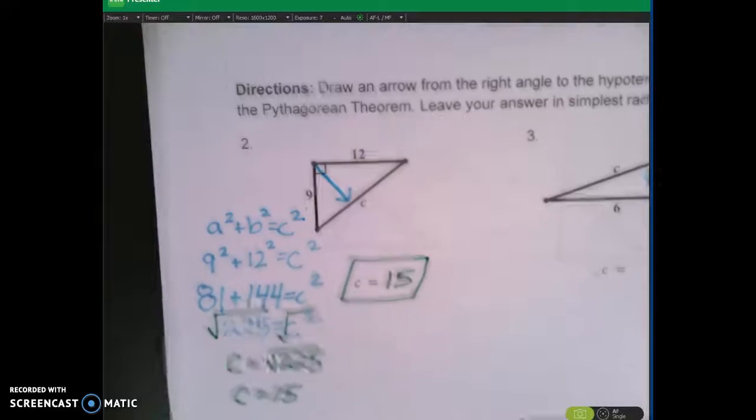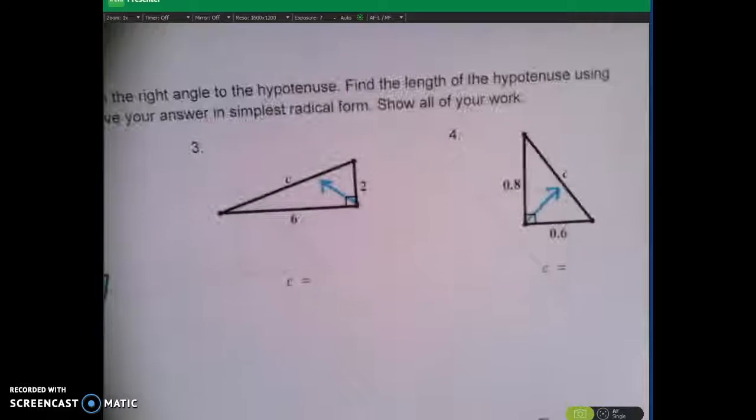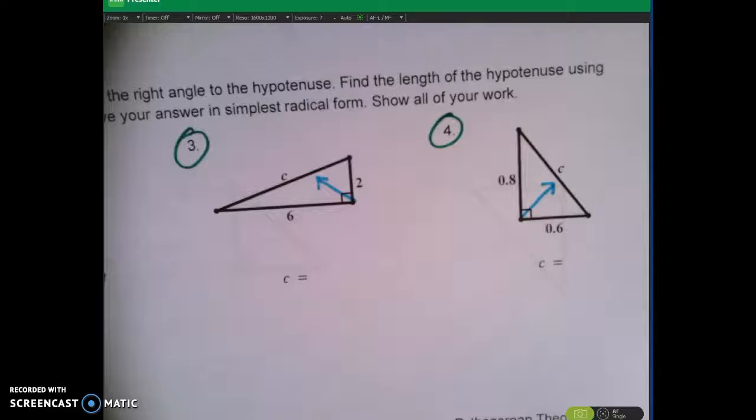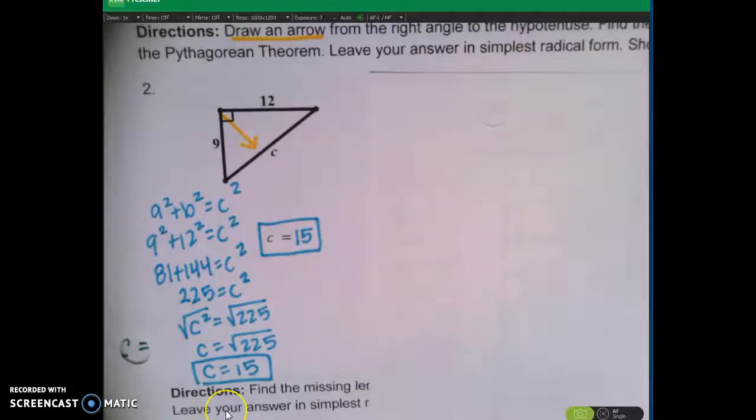I would like you to do number 3 and 4 with your group, and I'm going to give you 4 minutes. Please put 4 minutes on the timer and pause the video now. Awesome, let's see how you did.